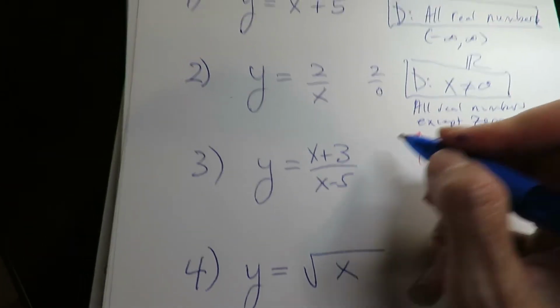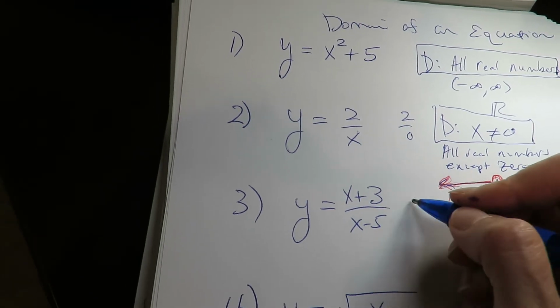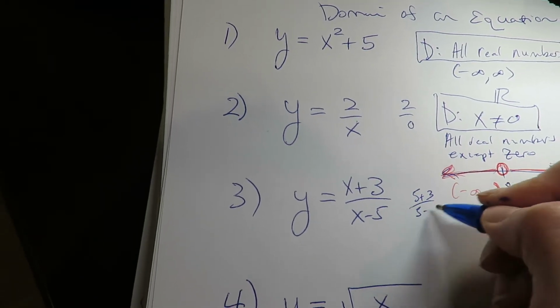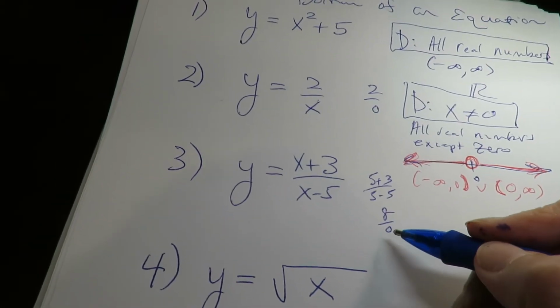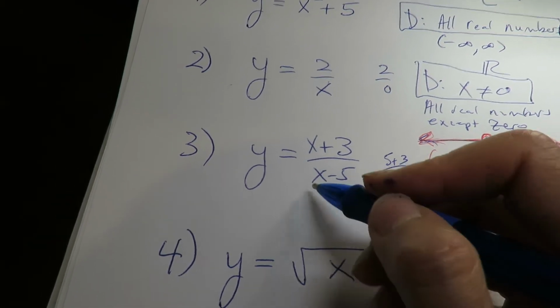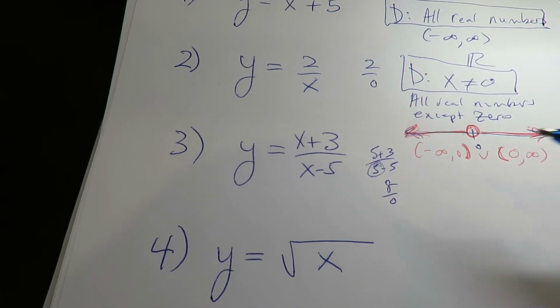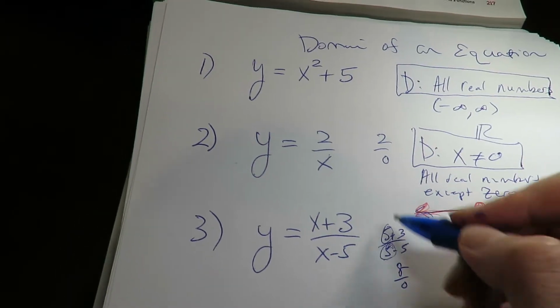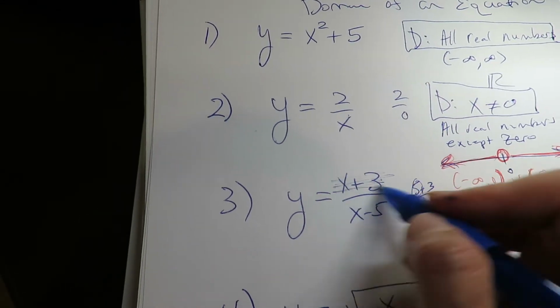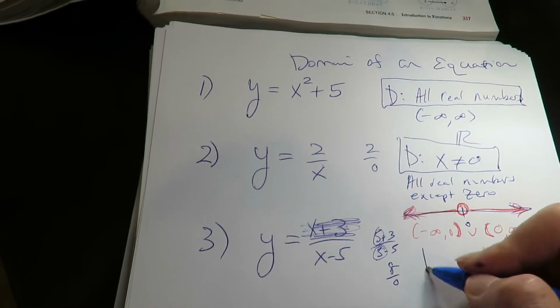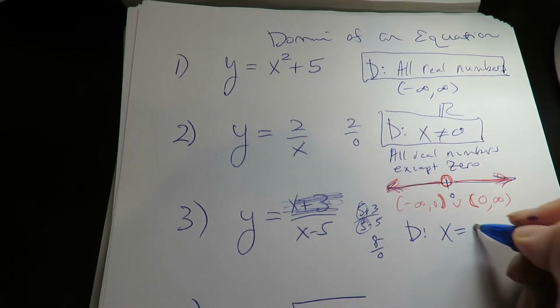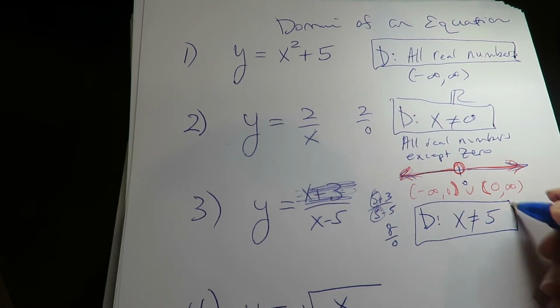Okay, for this one, if you let x be 5, you get 8 over 0, and that's the same problem. You can't divide by 0, which means that 5 is bad. You can't let x be 5. By the way, it doesn't matter, we're not worried about the numerator. You can't let the denominator go to 0. So for this one, the domain, x can't be 5 because that's going to make it go to 0.